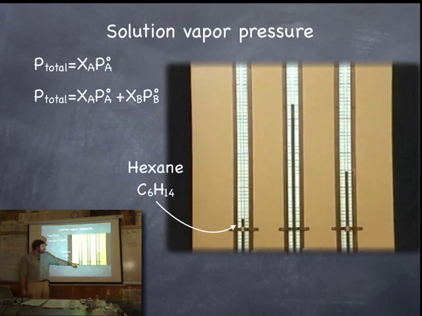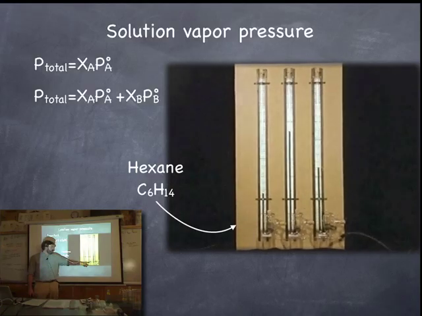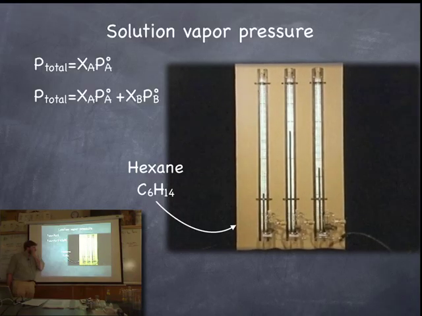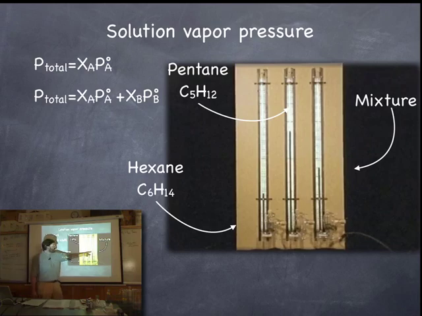So you can see hexane, pentane, and the mixture. So there's our hexane, our pentane, and the mixture, okay? You can see that the mixture is essentially right in the middle of each one because this is a 50-50 mixture by mole, 50% pentane, 50% hexane. Now, if you have more of one than another, you end up getting a skew in the number of moles.